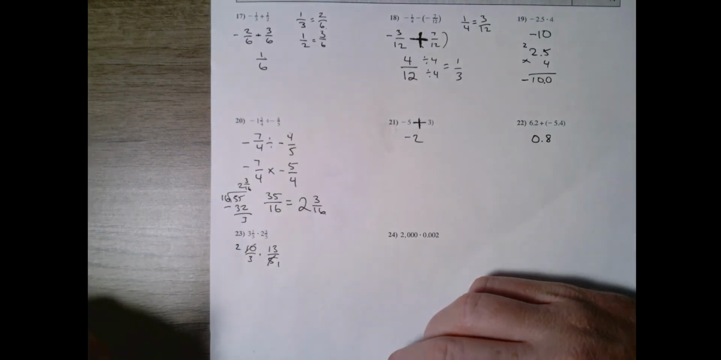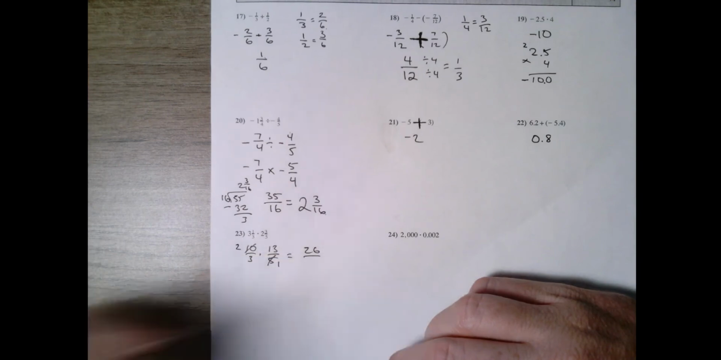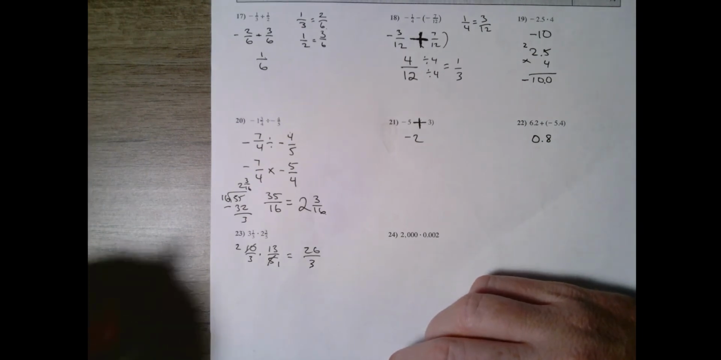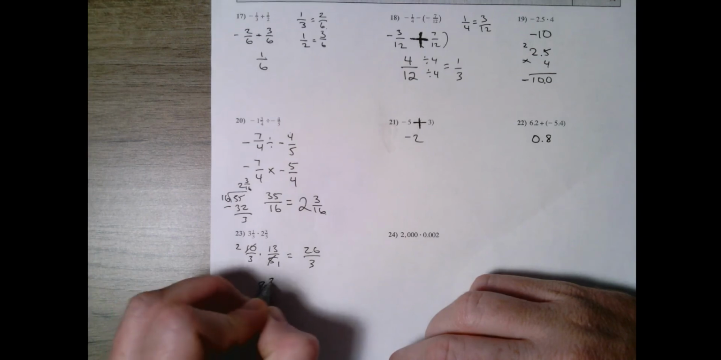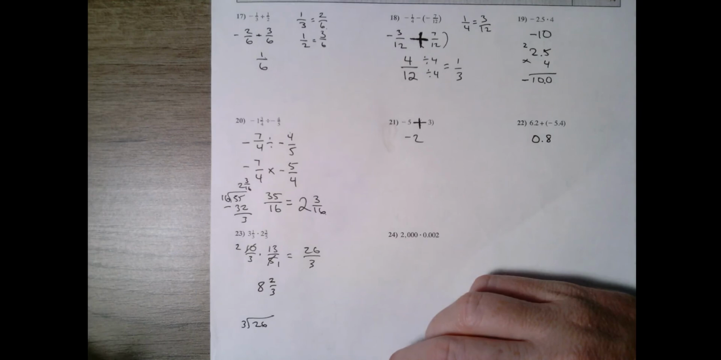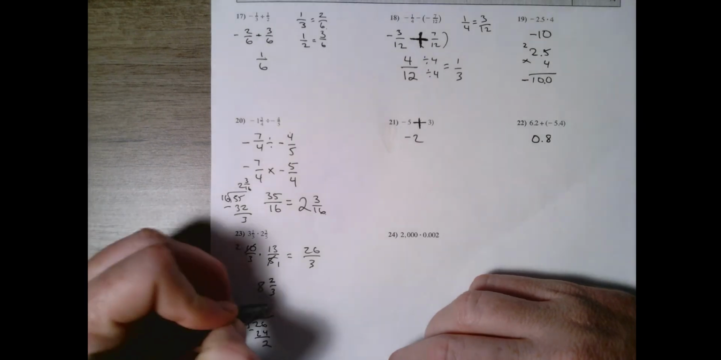So now I have 2 times 13 on top and 3 times 1 on the bottom. 3 divides into 26 8 times with 2 left over. Right? 3 into 26, that's 8, with 2 left over, 8 2/3.